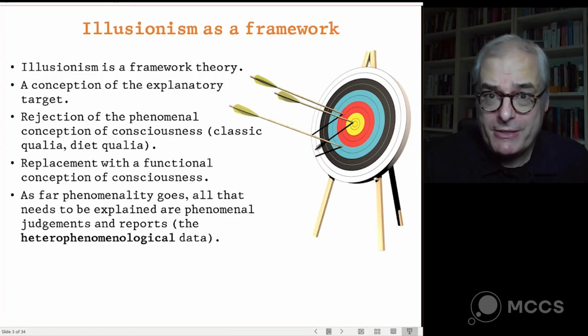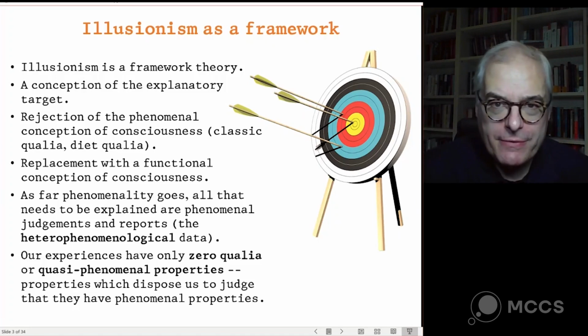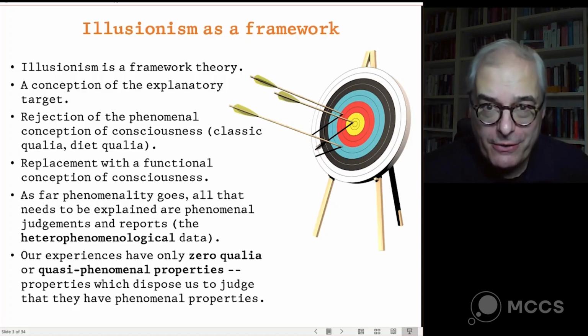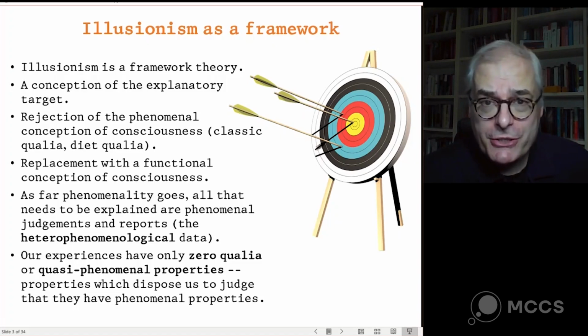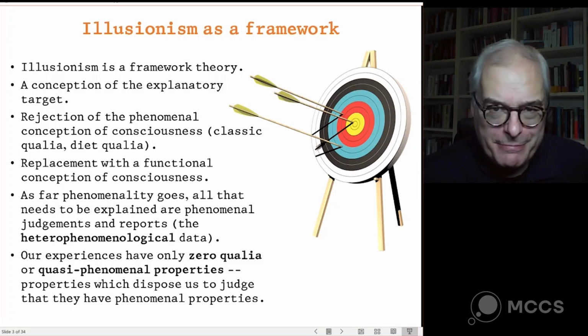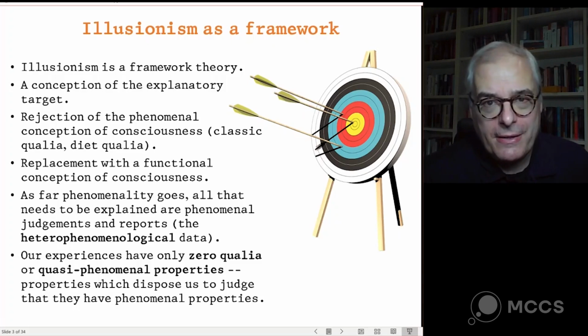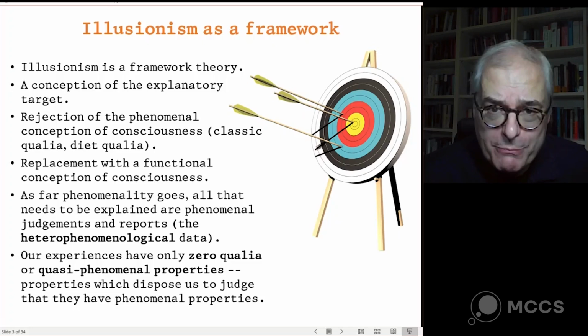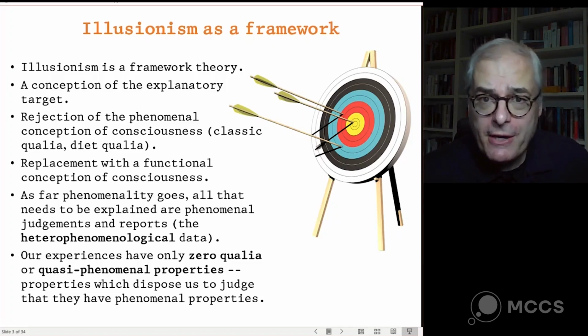So when it comes to talking about qualia and phenomenal properties, the only kind that the illusionist admits are what I call zero qualia, or I've also called them quasi-phenomenal properties. These aren't really qualia or phenomenal properties at all in the traditional sense. They are non-qualitative properties, physical properties of some kind, functional properties of some kind, that dispose us to judge that experiences have real qualia, real phenomenal properties. They're whatever properties explain our phenomenal judgments and reports. But they're not genuine qualia. They're not classic qualia in the strong sense of being intrinsic, ineffable, indescribable, subjective, completely private properties that are immediately known in introspection. They're not those, nor are they some watered-down version of those.